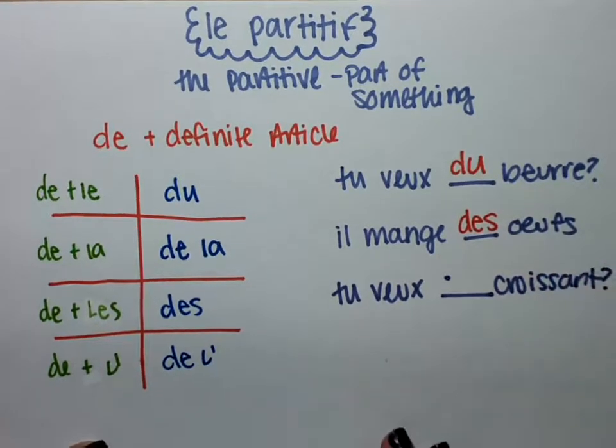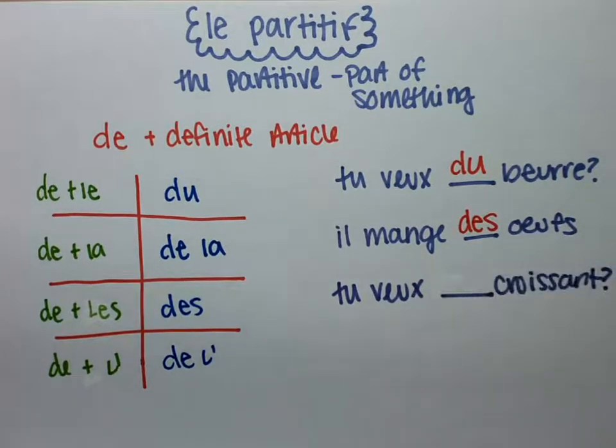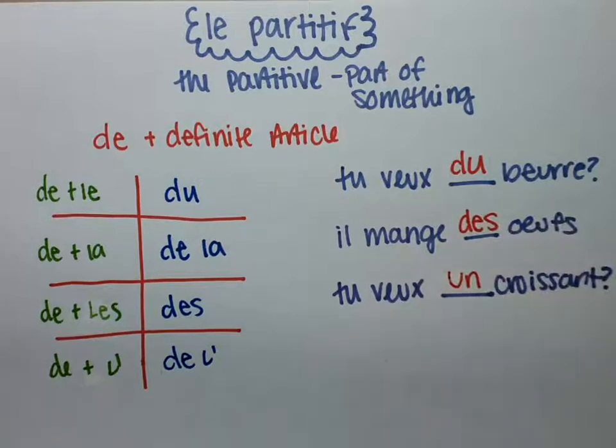All right, so I have tu veux blank croissant. What should I put there? Am I going to use a partitive or am I going to use an indefinite article like a? Am I going to say I'm going to have some of it, or am I going to say that I have one of it? It should be one, right? Because you can't really eat a part of a croissant. So it should have been tu veux un croissant. Do you want a croissant?